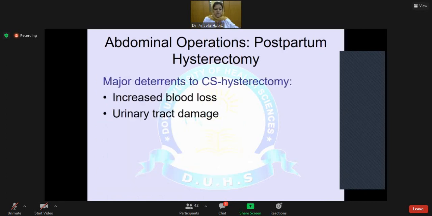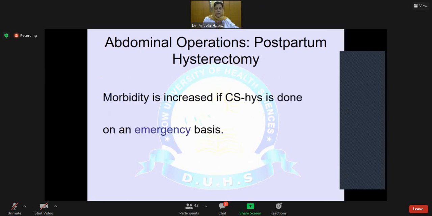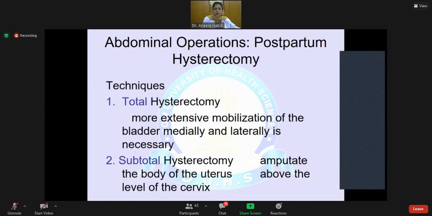And the major one is cesarean hysterectomy: if there is increased blood loss or damage to the urinary tract, you need to take the uterus out, and morbidity increases if you have done the cesarean. Total hysterectomy is this, and if you leave the cervix, then it is called subtotal.